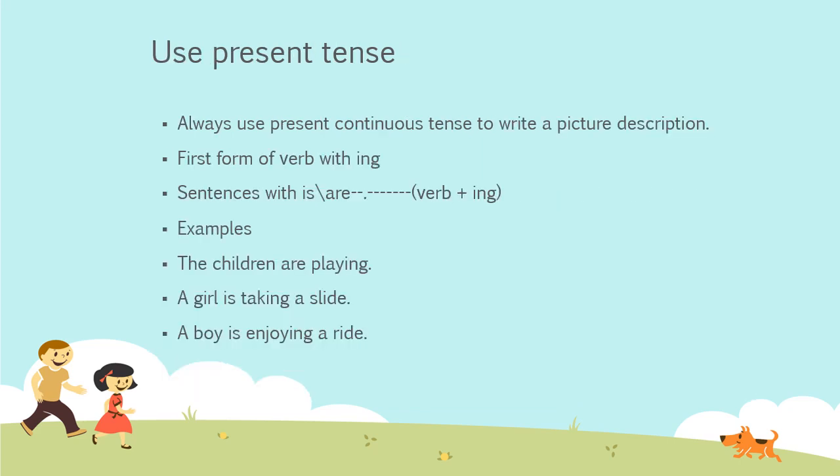Another important point is use present tense. Always use present continuous tense to write a picture description. First form of verb with ing. Sentences having is, are structure. For example, the children are playing, a girl is taking a slide, a boy is enjoying a ride. These are the sentences that have been taken from the pictures that were shown to you earlier.